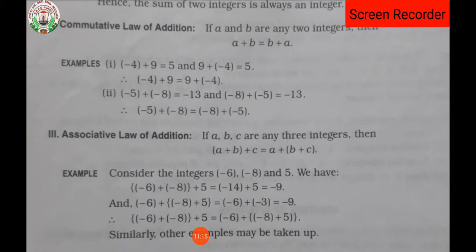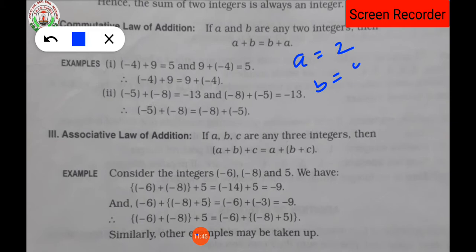Okay. Now we will see whether the property is satisfied or not. Satisfied or not means we will prove it and see whether the LHS and RHS values are equal or not. If the LHS and RHS values are equal, it means the property is satisfied. If they are not equal, that means it is not satisfied. Okay, so let's take an example. So we are considering a as 2, b as 4 and c as -3.